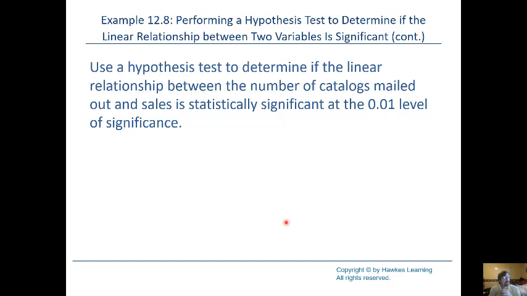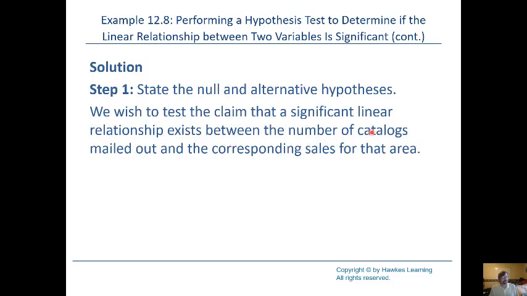Again, they're just looking to see if there is a statistically significant linear relationship, not saying it's positive or negative, just whether or not it's there. And they're looking for this at the 0.01 level of significance. So, null and alternative hypothesis. Again, we're going to use the same ones we had last time. We're researching whether or not there is a relationship. The null hypothesis is that there is not one.